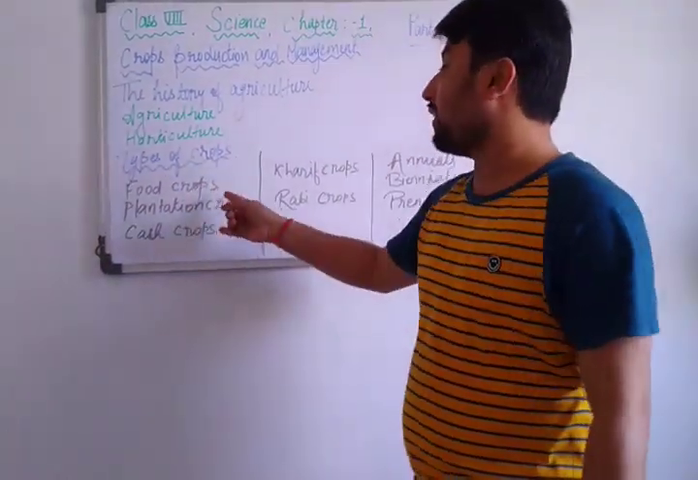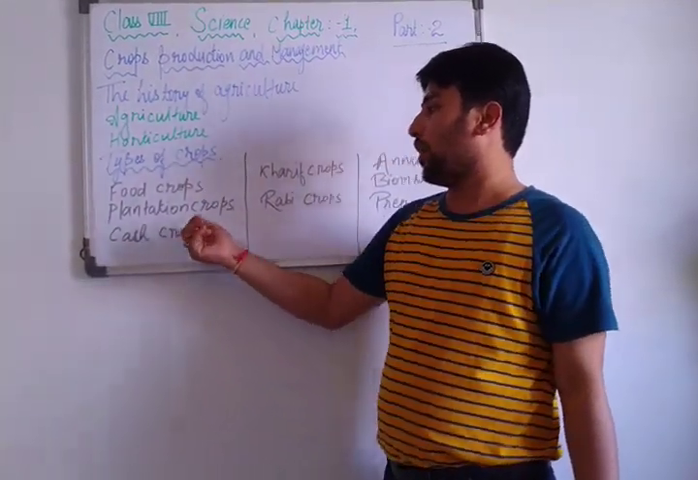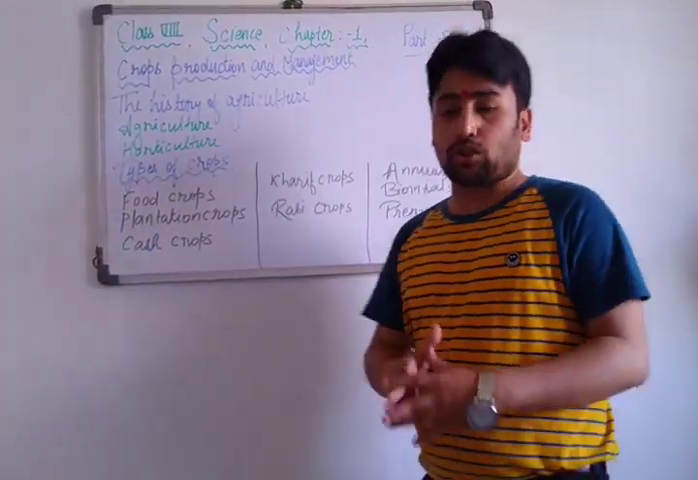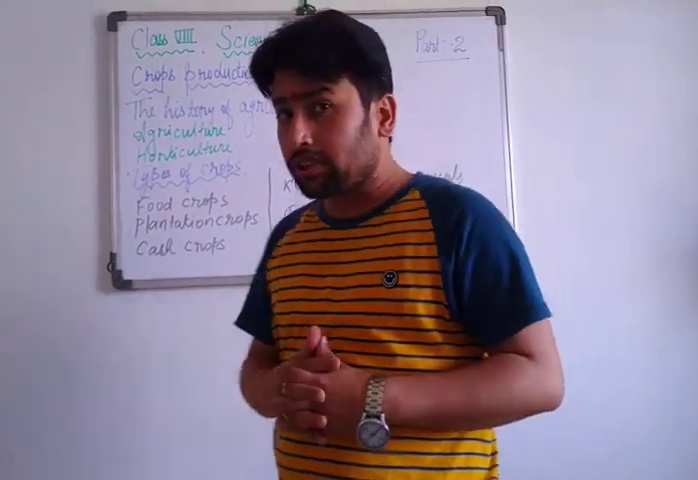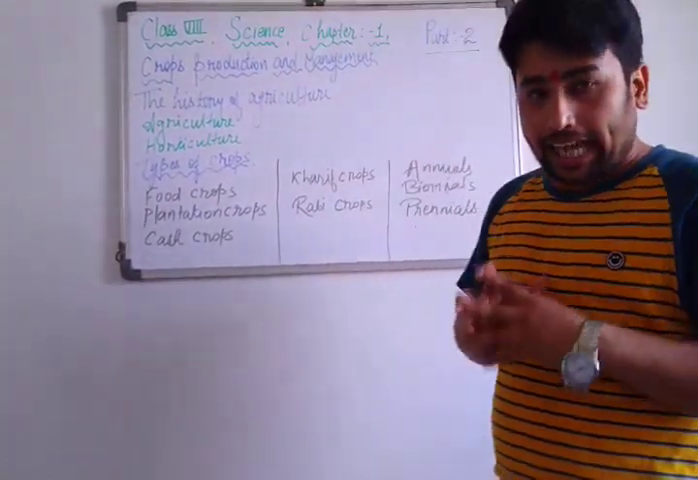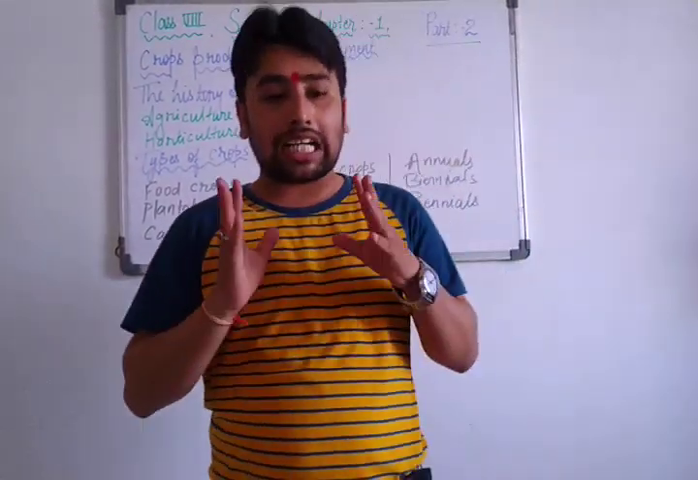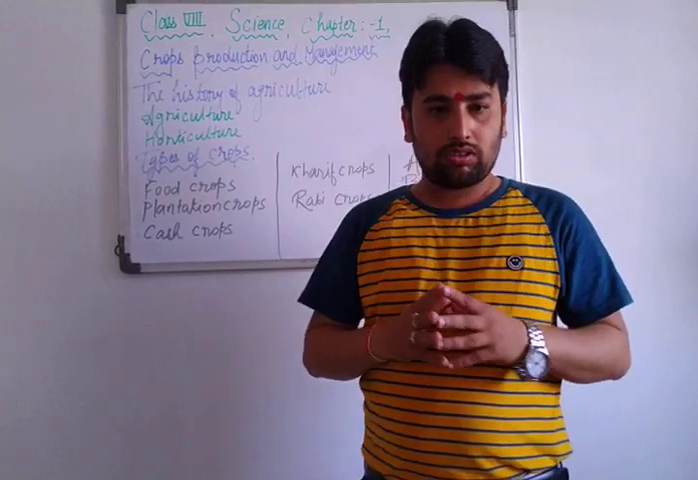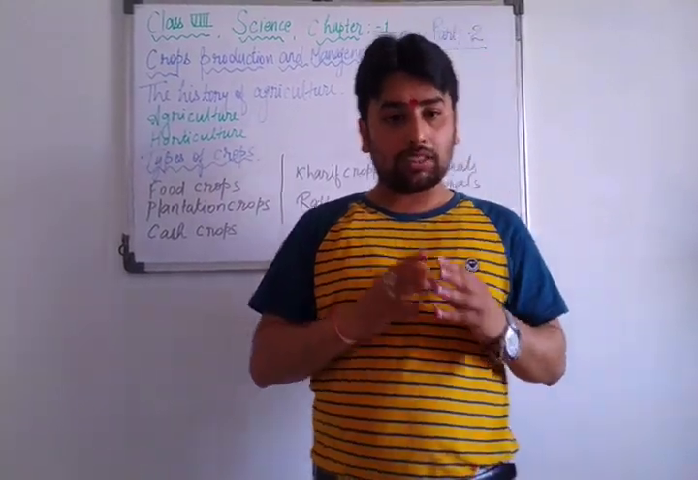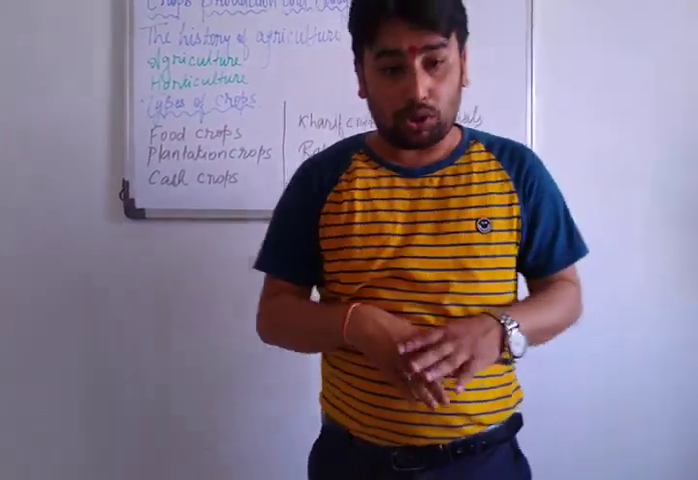So I have written here the three types of crops: food crops, plantation crops and cash crops. Have you ever heard these names? What are food crops, what are plantation crops and what are cash crops? Food crops means crops that are grown for food. Can you tell me examples, like grains, vegetables? These types of crops are called food crops.